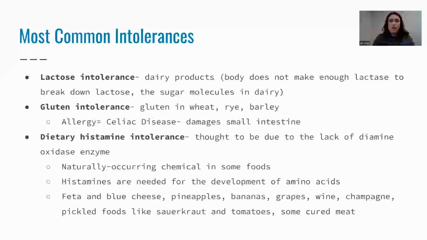This last one, a dietary histamine intolerance, is probably a little less known. Essentially, histamine is a naturally occurring chemical in some foods. Histamines are needed for the production of amino acids, which are essentially the building blocks for proteins, both in our food and in our bodies. The histamine intolerance is thought to be due to a lack of what's called diamine oxidase.